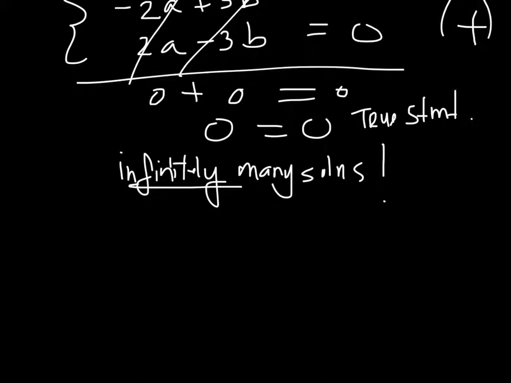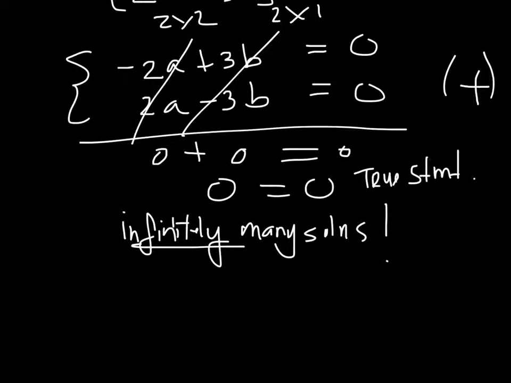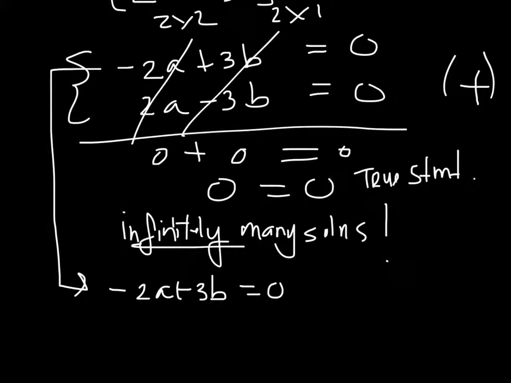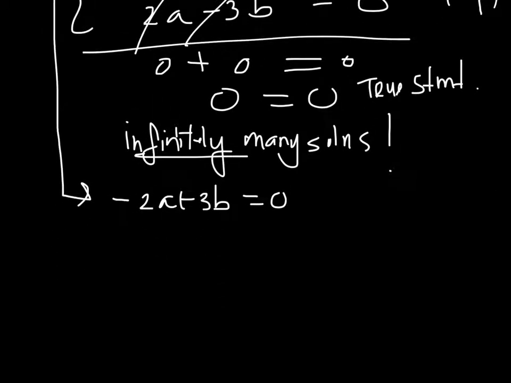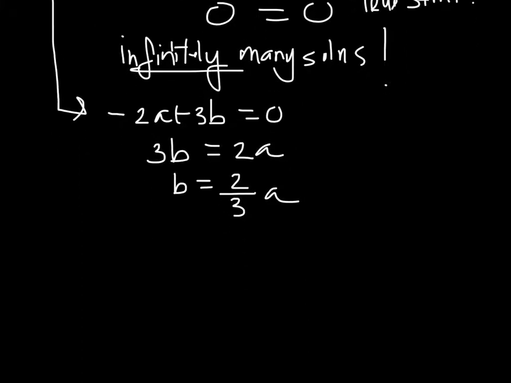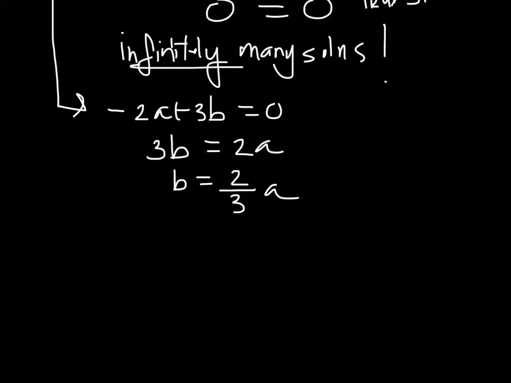But we want to find a general eigenvector. When you get a true statement, this is what you do. I'll take this equation; you can take any one since they're the same line. I'm going to say negative 2a plus 3b equals 0 and solve for b. We get b equals 2/3 a, so b is 2/3 of whatever a is. What's a? Well, a could be anything, since we have infinitely many solutions.